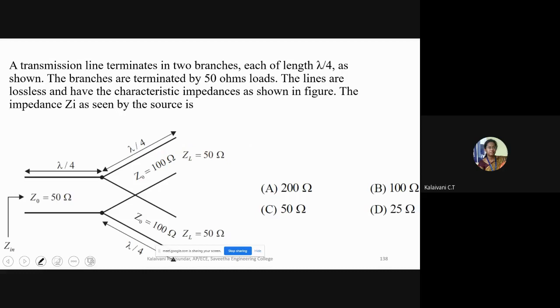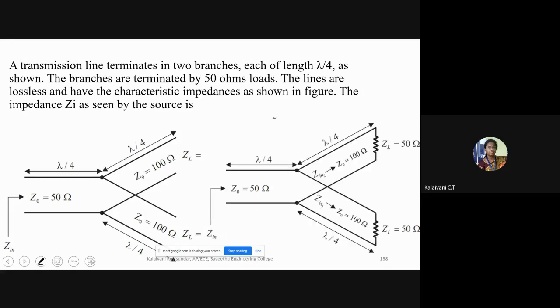Next question is the same as what we previously solved, so it's very easy for you to solve. The transmission line terminated in two branches, each of length lambda by 4 as shown. The figure is terminated by 50 ohms as load. The lines are lossless and have the characteristic impedance as shown in the figure. The impedance Zin as seen by the source.